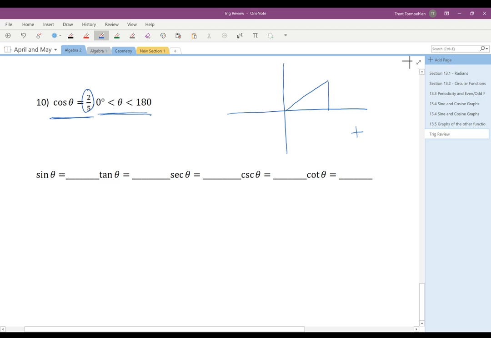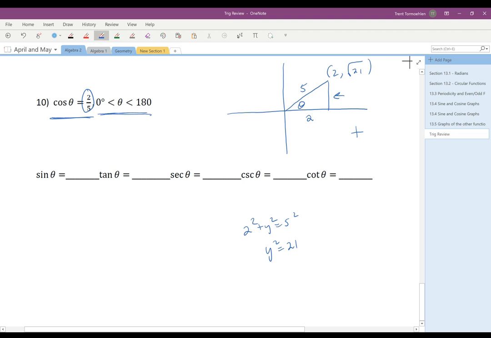So cosine, if you remember, is the adjacent side over the hypotenuse. And so if this is theta, then this would be 2 and this would be 5. And so the coordinates of our point would be x is 2, and then we need to find out what the y value is. And we just do the Pythagorean theorem to do that. 2 squared plus y squared equals 5 squared. So y squared equals 21. And so it's just going to be square root of 21.